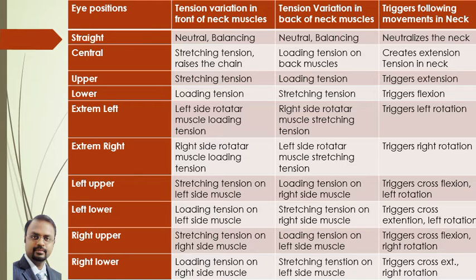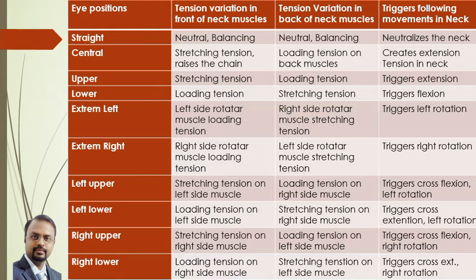Left lower: loading tension on the left side of the muscle on front of the neck muscle, stretching tension on right side of the muscle on the back of the muscles of neck. That eventually triggers the cross extension with left rotation in the neck joint.